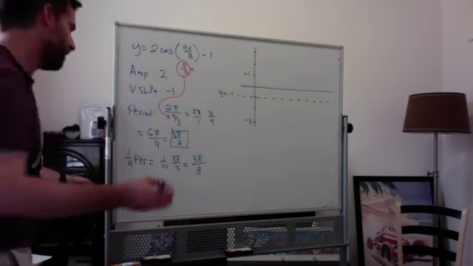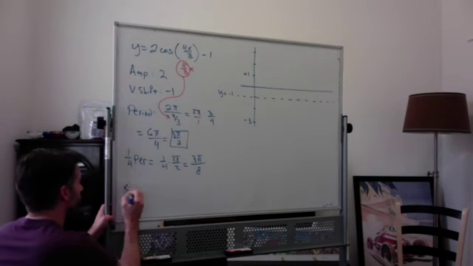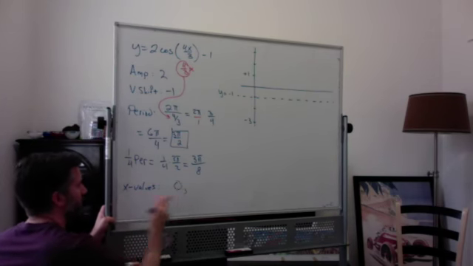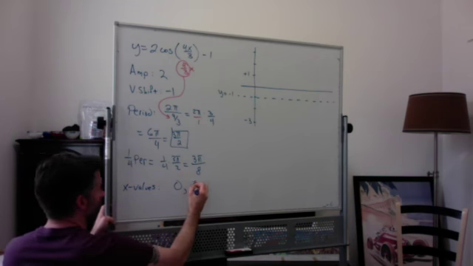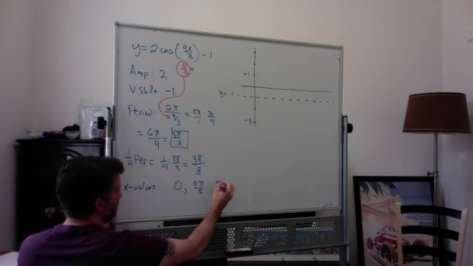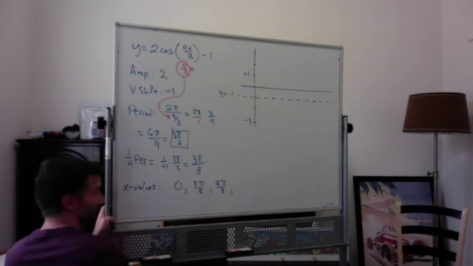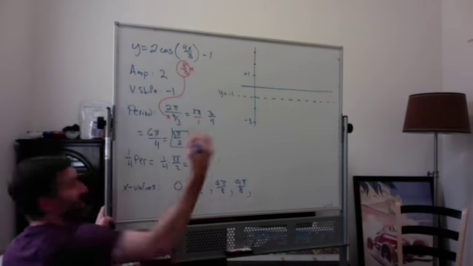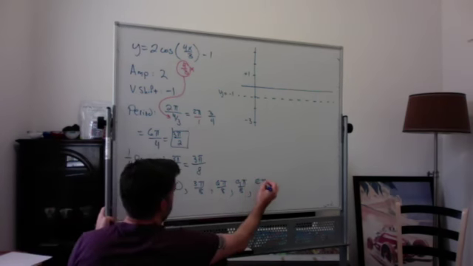So then our x values are going to be 0, and then we're going to add 3 pi over 8 to get 3 pi over 8. And then we're going to add 3 pi over 8 to get 6 pi over 8. And then we're going to add another 3 pi over 8 to get 9 pi over 8. Then we're going to add another 3 pi over 8 to get 12 pi over 8.